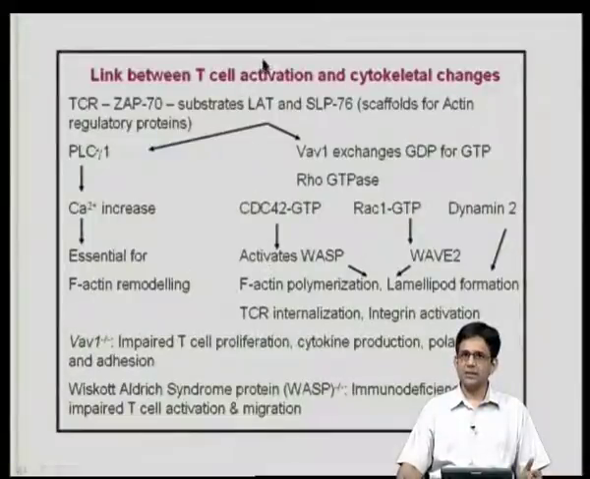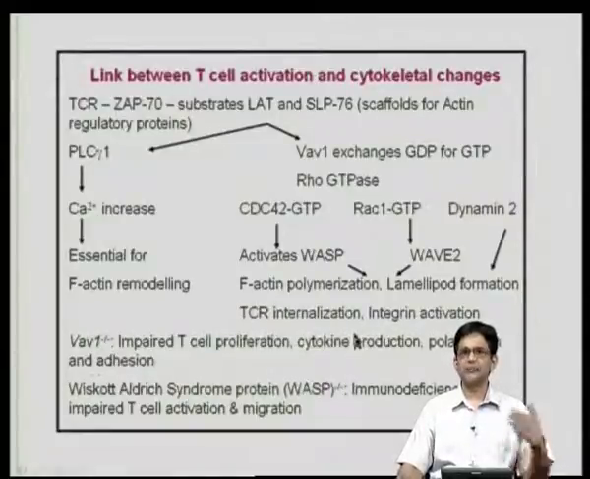Also, these molecules activate VAV1, which is a guanine nucleotide exchange factor. This is important in activating CDC42-GTP, which activates WASP, the Wiskott-Aldrich syndrome protein, which is important in terms of actin polymerization. It also activates RAC1-GTP, which activates WAVE2. WAVE2 is a molecule that is related to the WASP family of proteins.